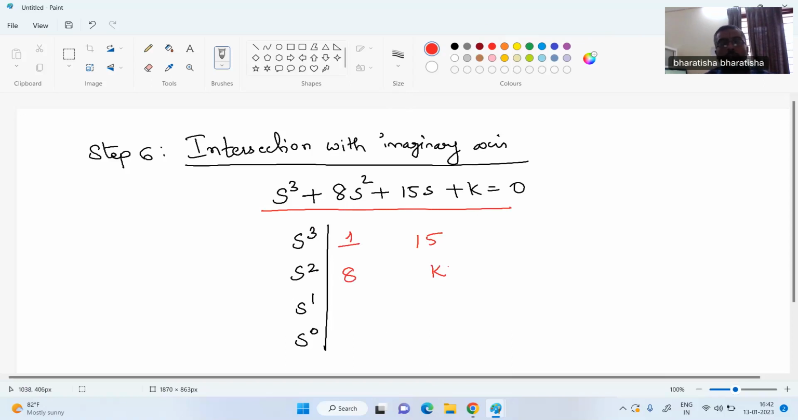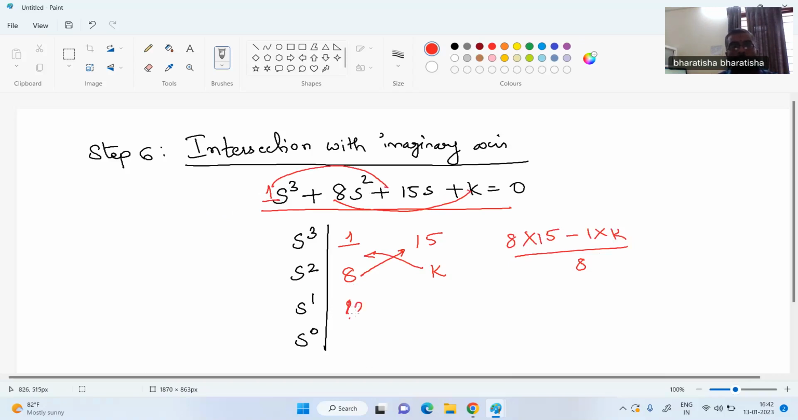You can see for s cube, the coefficient is 1. For s, the coefficient is 15. You have to consider the odd powers of s, then you have to consider the even powers of s. Here I have considered the odd powers, starting with s cube: 1 and then 15, then 8 and k. Now, how will you get this number? It is simple: 8 into 15 minus 1 into k, divided by 8. You have to get the number like this.